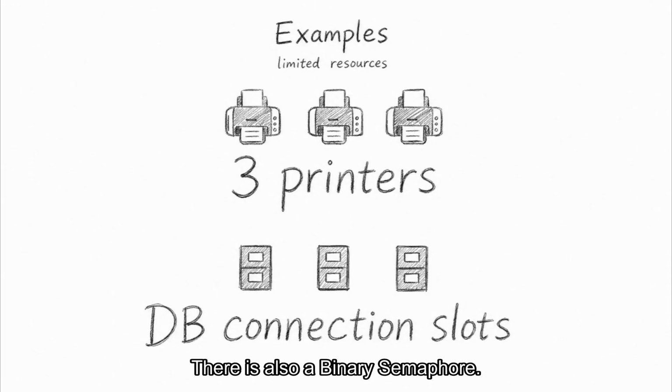There is also binary semaphore. It can only have the value 0 or 1. Because of that, it looks similar to a mutex, but mutex and semaphore are not exactly the same. Mutex is mainly for protecting a critical section. Semaphore is mainly for controlling how many tasks can access a limited resource. In simple terms, mutex is good for protecting shared data. Semaphore is good for controlling limited resources.